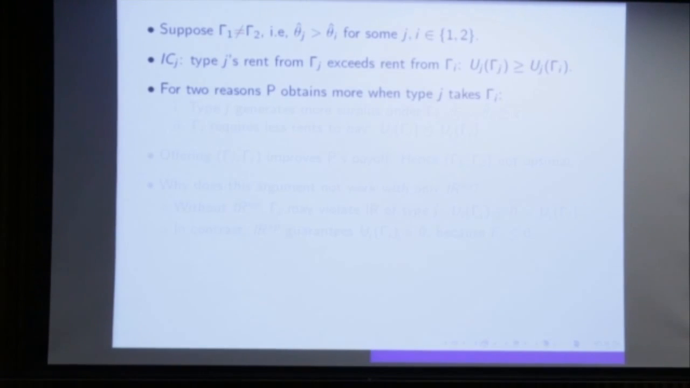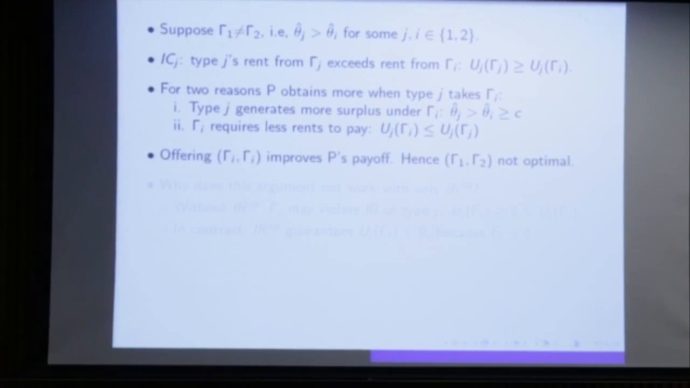Why not? There are 2 reasons why the principal can do better than offering this contract gamma J to type J: he should offer gamma I to type J. Why? Type J would generate more surplus under the gamma I contract, because the price is lower, so he will exercise his option more often. On the other hand, gamma I requires less rents for J. That's directly from this incentive constraint. He takes J because it gives him more rent, so I gives him at most the same rents. So it is very clear that this contract cannot be optimal; it would improve the principal's situation to just offer contract I to J.